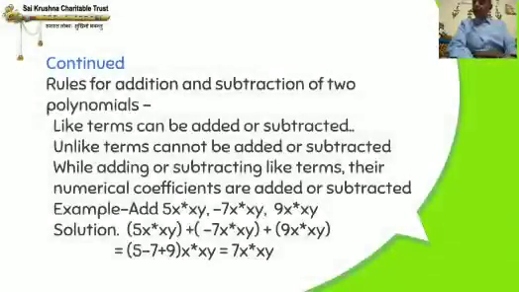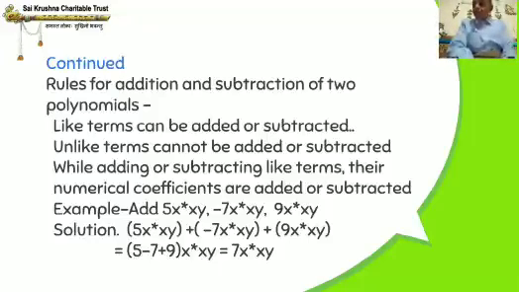Right. Then rules for addition and subtraction of two polynomials. Like terms can be added or subtracted. Unlike terms cannot be added or subtracted. So like terms can be added. For example, plus 5x plus 9x. 5x plus 9x is equal to 14x. Why? Because they are like terms.